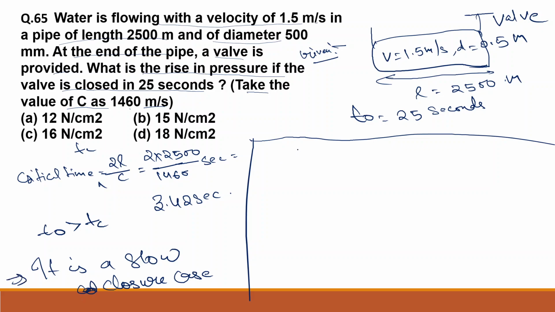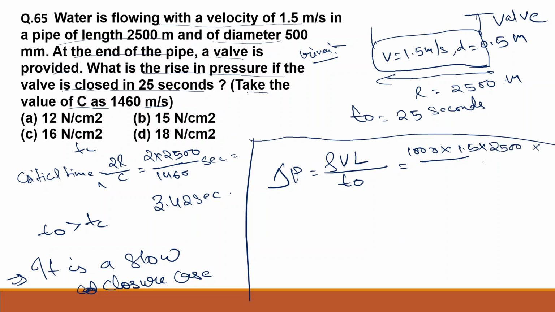Okay guys, after that we will write del P is equal to rho V L upon T naught, is equal to 1000 into 1.5 into 2500 upon 25, with conversion. Also I will write here Newton per m square.